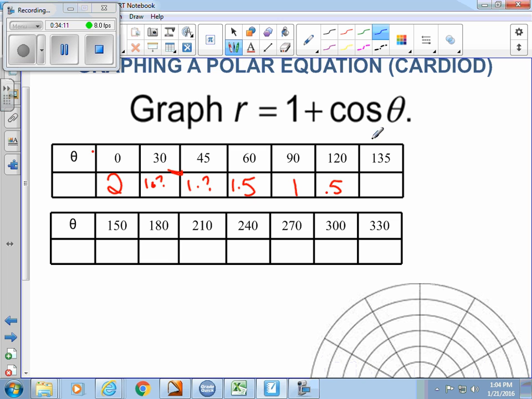Okay, and then 135, so it would be 1 minus radical 2 over 2. Radical 2 over 2 is a little under 1/2, so point something bigger than 1/2, right?